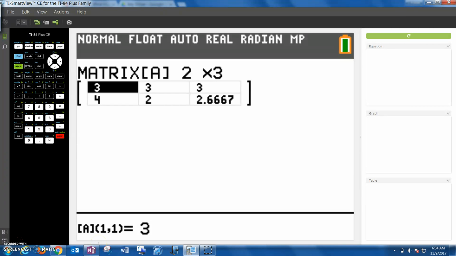Again, you had to go to second matrix to open this up, and you get this. Once you have this, you can just hit second mode to get out of here. Make sure you hit enter though on the last one so it's saved there.